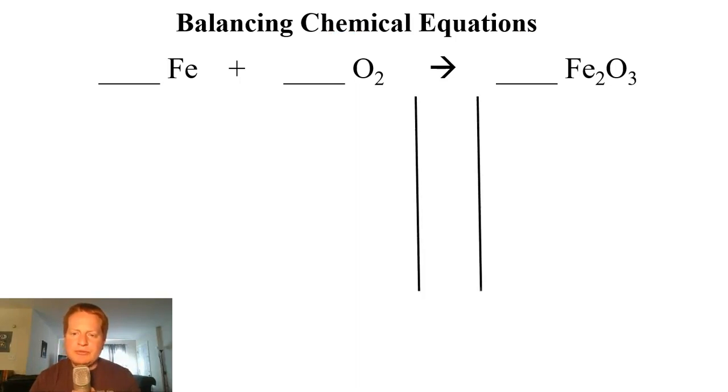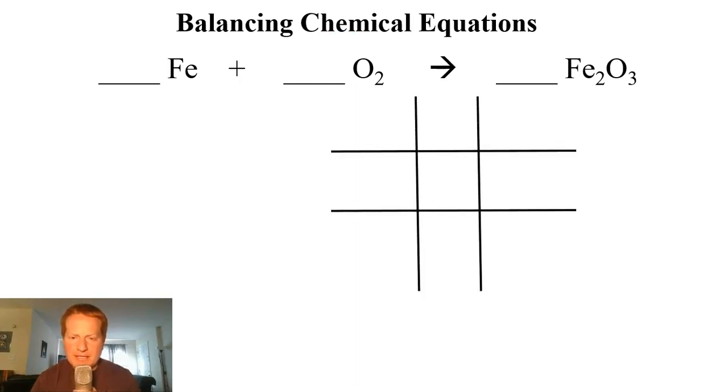We set up our inventory. In this case, we have Fe, which is iron, and O. Those are our only types of atoms present. And on the left side, we have 1 iron. On the right side, we have 2. On the left side, we have 2 oxygens. And on the right side, we have 3 oxygens. Can you spot the 2-3 swap?